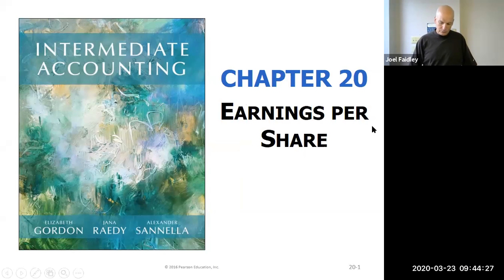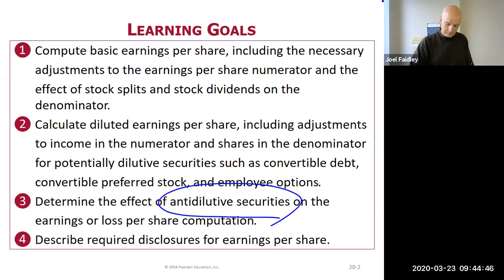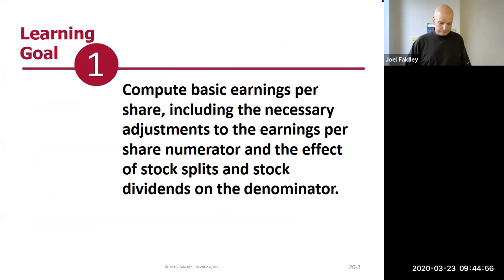Okay, chapter 20, earnings per share, and this is the Pearson PowerPoint. So we're going to look at basic earnings per share, diluted earnings per share, also a topic here called anti-dilutive securities. And what do we do when the diluted earnings per share is anti-dilutive? And of course, disclosures. I'm going to go over here to the smart pad. Let me just do that here quickly and sort of give you an overview.